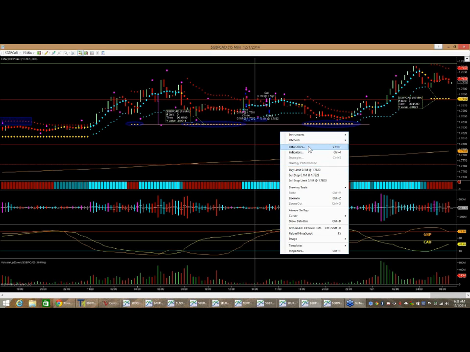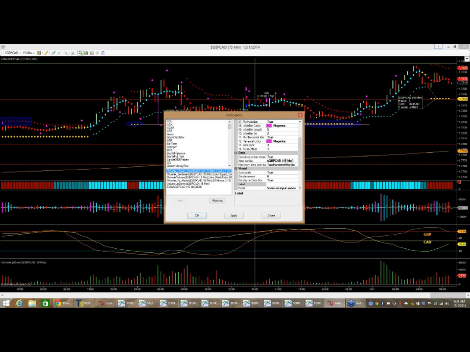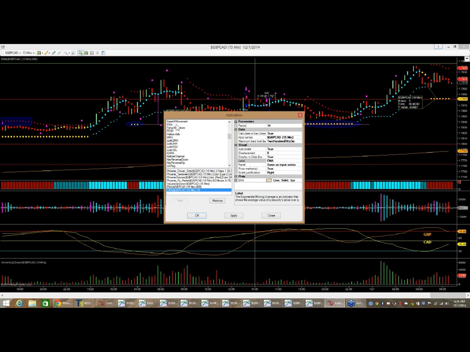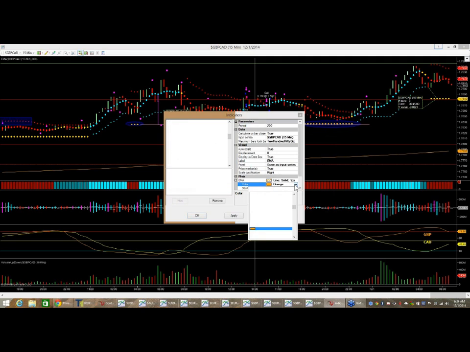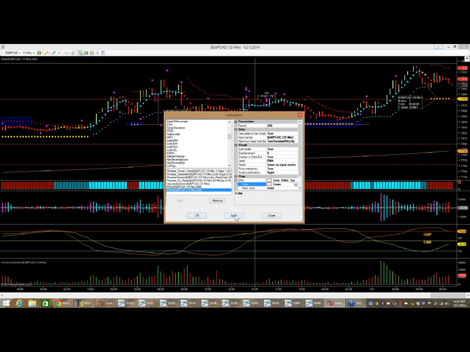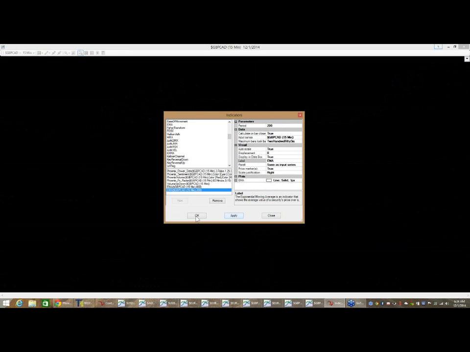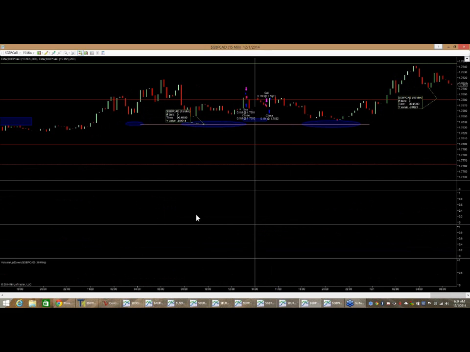Let's add another one. Indicators. EMA. And we will put 200 on this one. We will change the color. And we will use white for the line. And then we'll use a 50. These are really the 3 favorite ones that everyone uses.